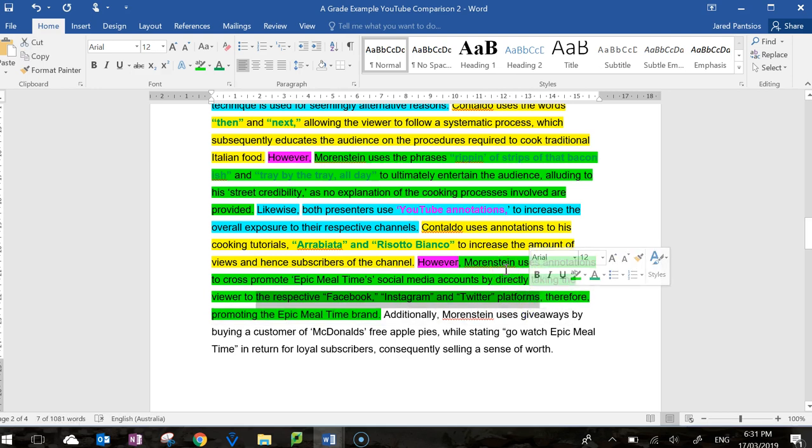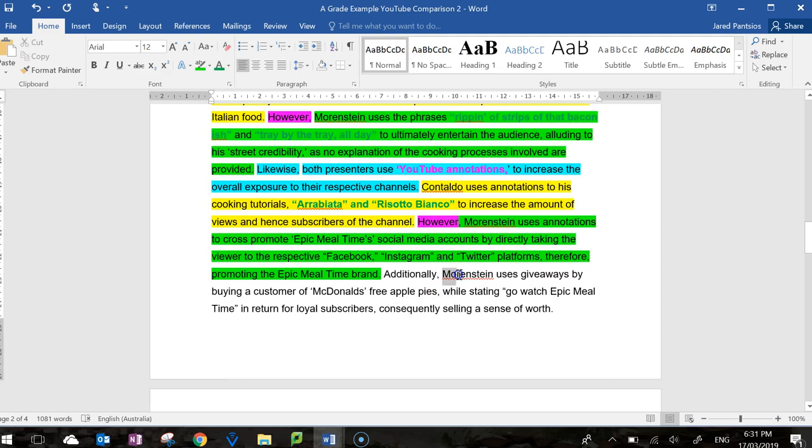It's interesting that one of the things that I remember from the video is the fact that all the men are actually wearing shirts. They're wearing the shirts as they sit down to eat. So it's within the video promotion, not just telling you where to go. We do have that further information, so they're going to build on this. Morrison uses giveaways by buying a customer of McDonald's free apple pies while stating go watch Epic Mealtime in return for loyal subscribers, consequently selling a sense of worth.